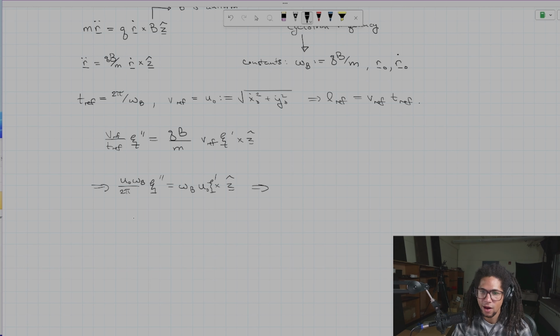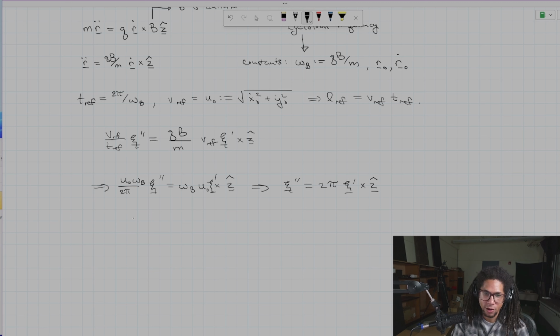All right, so now when all is said and done, our differential equation becomes c double prime is equal to 2 pi c prime cross z hat. Good.